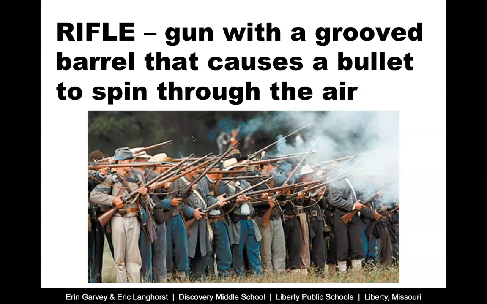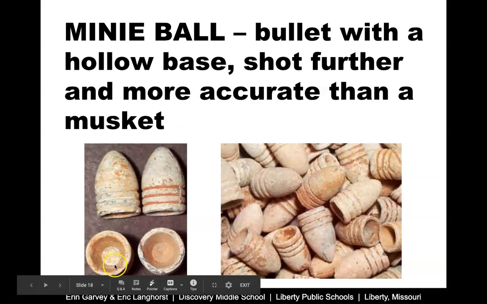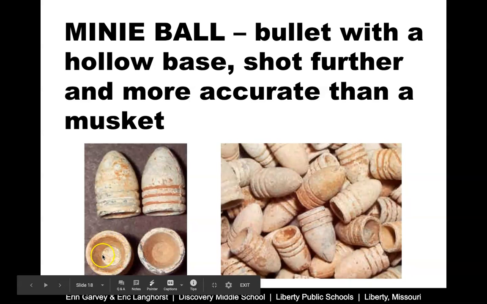So the rifle is going to be a huge advancement in the Civil War. The rifles would fire something called a minie ball. Now, it's not mini like small. It's actually a Frenchman who comes up with this, so it's Minié. It's a bullet with a hollow base. You can see on this one where it's sitting so that you can see the bottom of it. It has a hollow base, which is going to help it as it goes through the air.